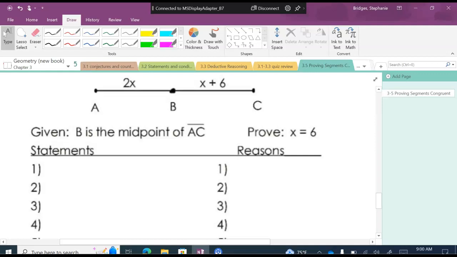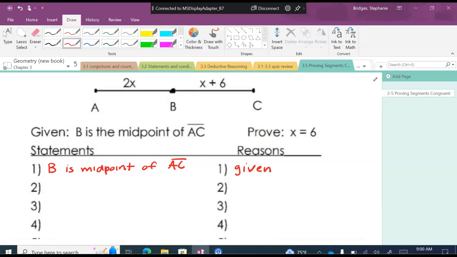All right, what does it tell me? What am I given? All right, B is the midpoint of AC. And what's the reason? Given. Okay. All right, now we are trying to prove that x equals 6.